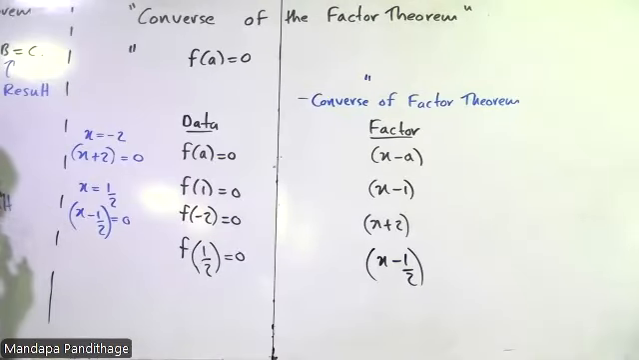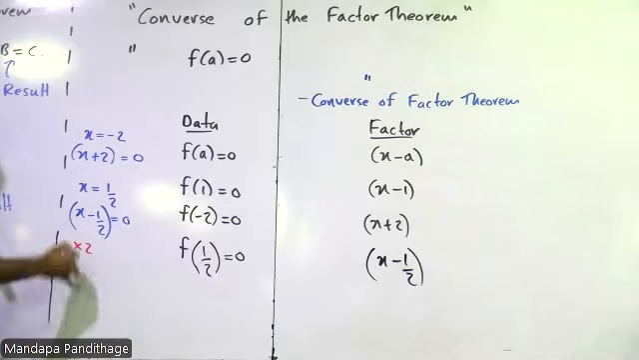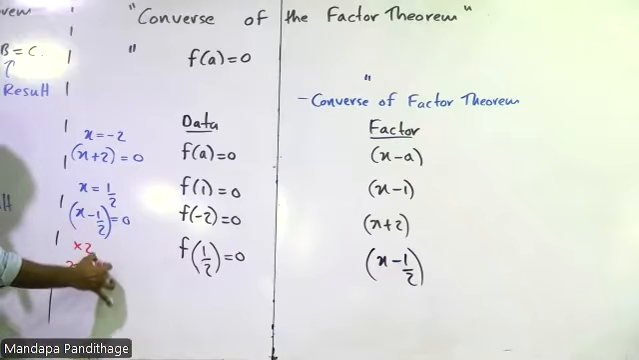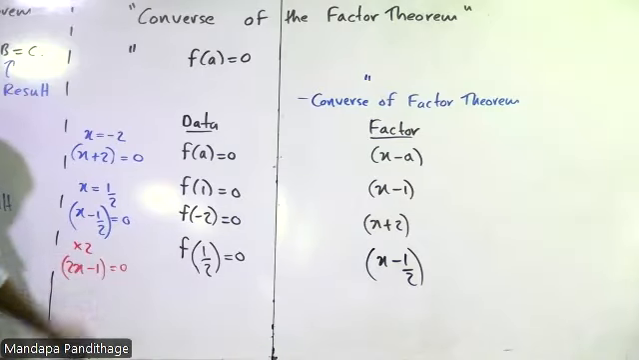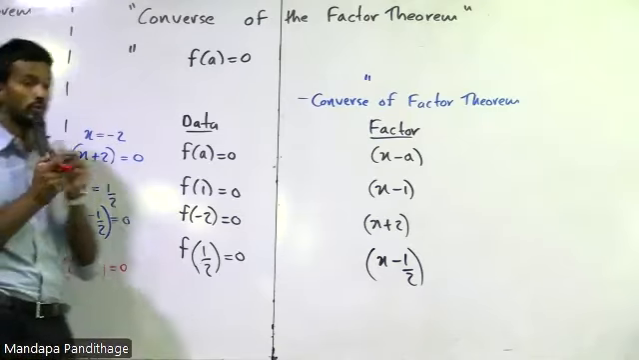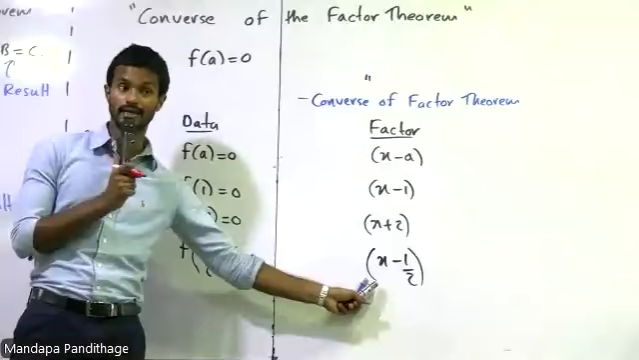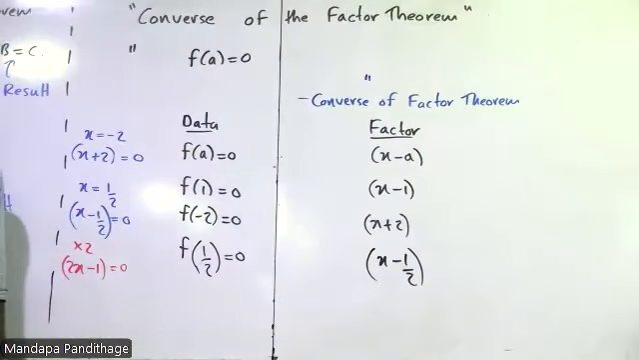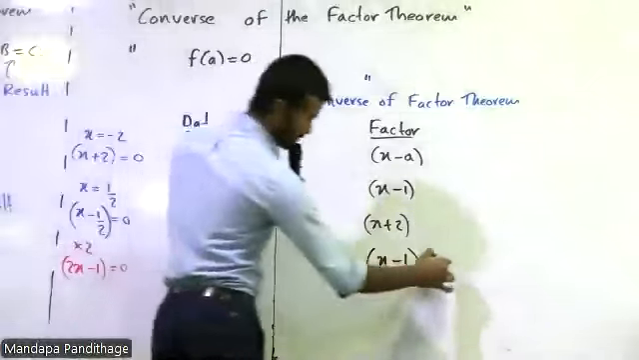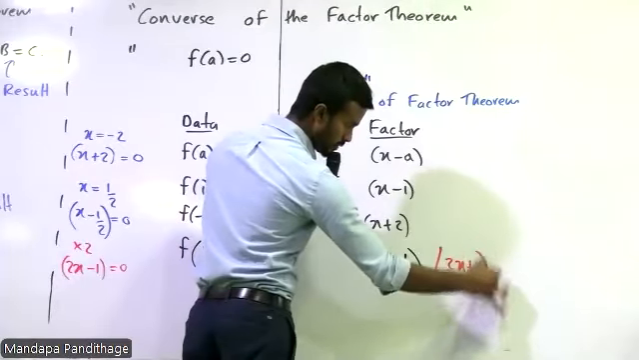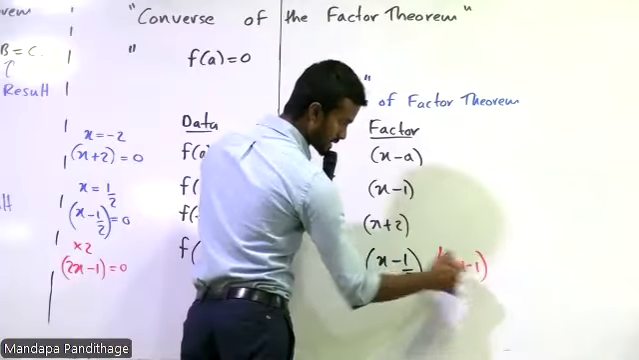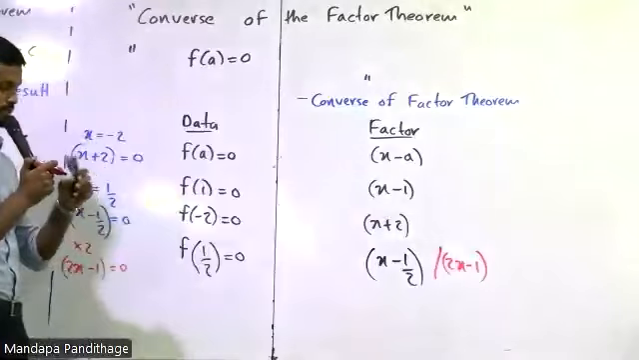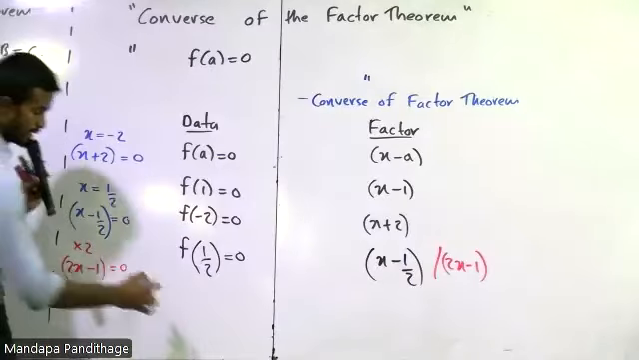What happens if you multiply this by 2? It's 2x, this becomes minus 1, and 0 multiplied by 2 is 0. Then you get 2x minus 1. So if f of half is equal to 0, you can either say that x minus half is a factor, or 2x minus 1 is a factor. Both are accepted. Clear?